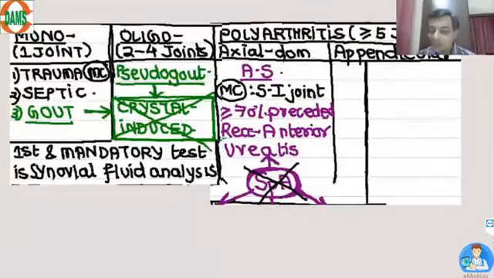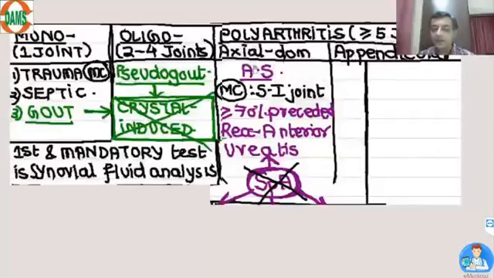So yesterday we studied, if it is inflammatory polyarthritis, under the poly we had two. Under monoarthritis we studied gout. Under oligoarthritis we studied pseudogout. So we studied gout and pseudogout yesterday under the topic crystal induced arthropathy. On the other side, polyarthritis patient.